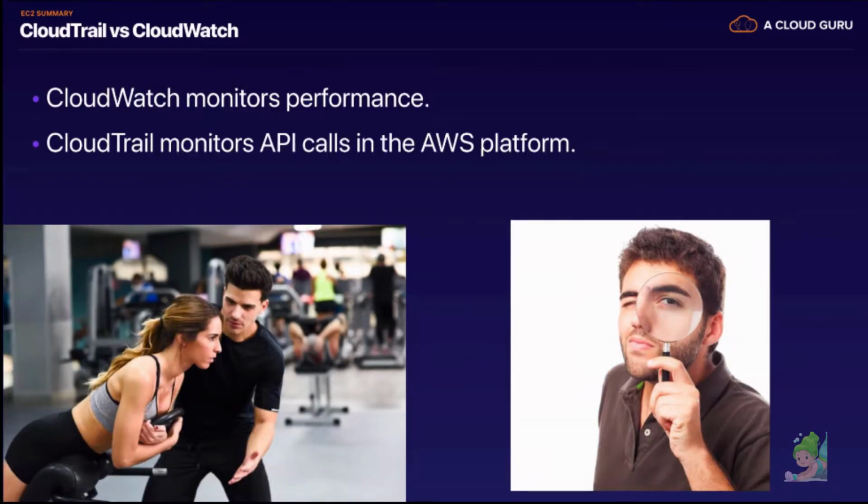And like I said, CloudTrail versus CloudWatch. CloudWatch monitors performance, so think of someone at the gym. CloudTrail monitors API calls in the AWS platform, so CloudTrail will tell you who provisioned an EC2 instance or who set up an S3 bucket, etc.